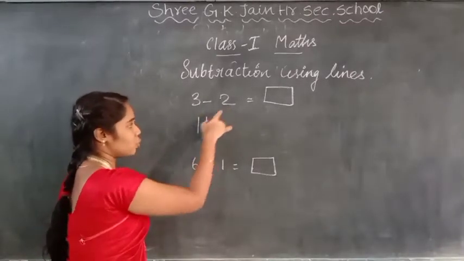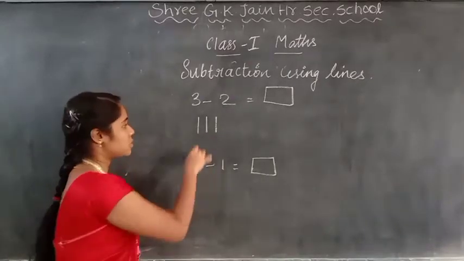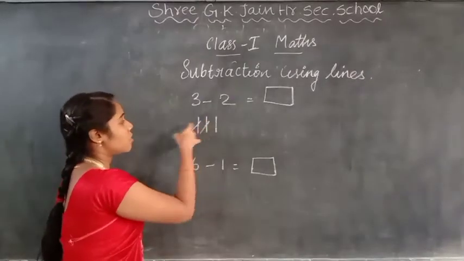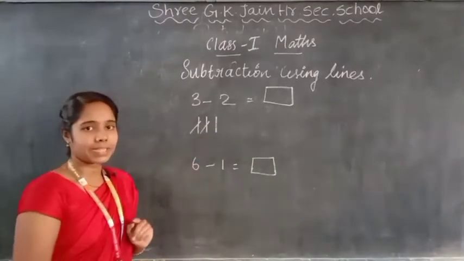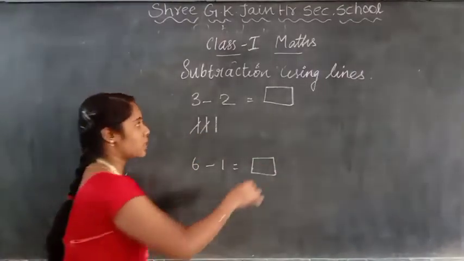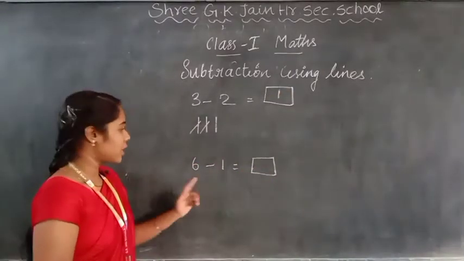How to strike it? 3 minus 2. That means from 3 we are going to take away 2. So 1, 2. From 3 we have taken out 2 lines. So how many lines are left? 1. So what is the answer? 1. It's very easy, right? Shall we do another one?